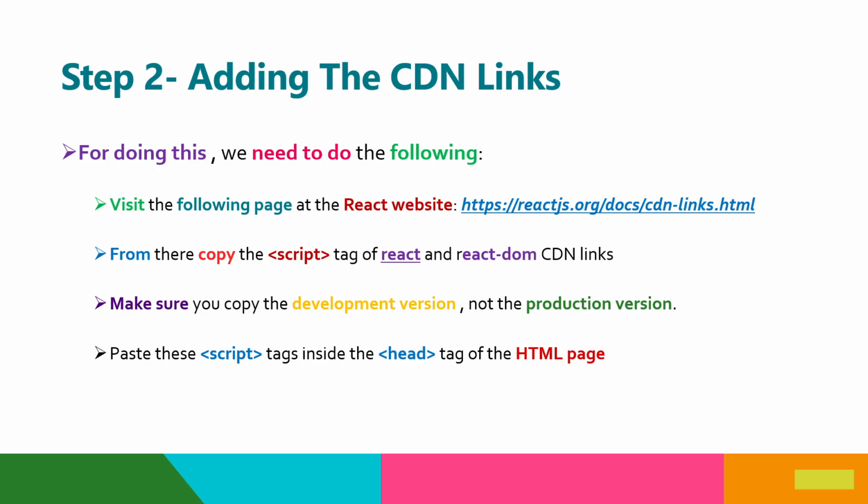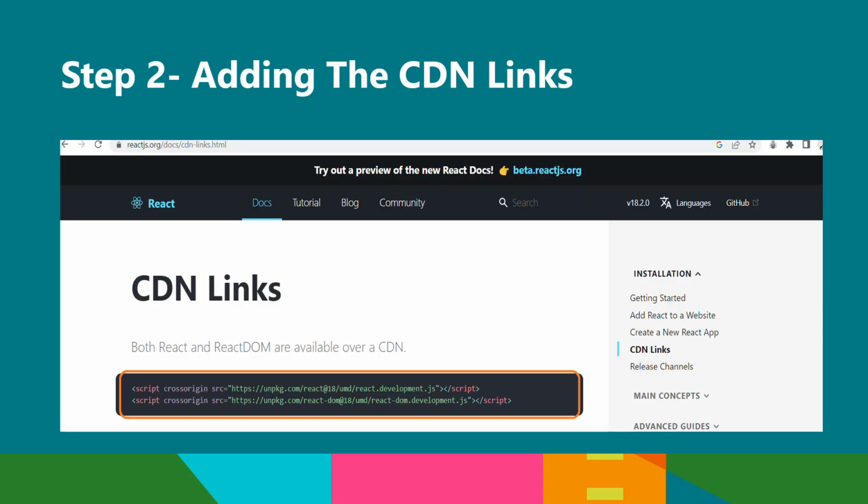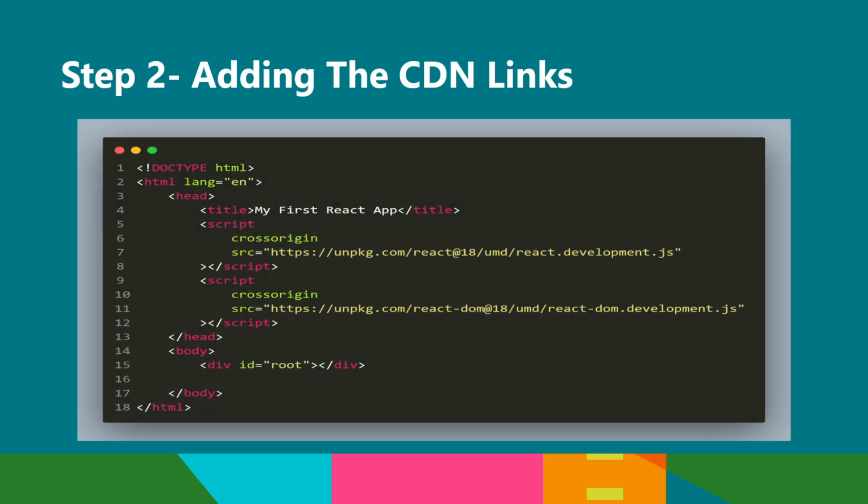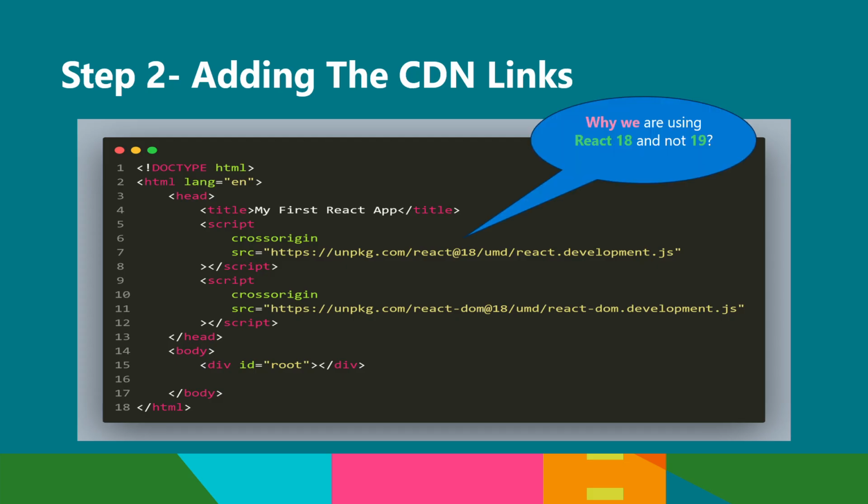For doing this, we need to do the following: visit this page and copy the script tag of the React and ReactDOM CDN links. Make sure you copy the development version, not the production version, and paste them in the script tag inside the head tag of the HTML page. So, adding the CDN links. These are the CDN links we can just copy into our program and start building the React app.